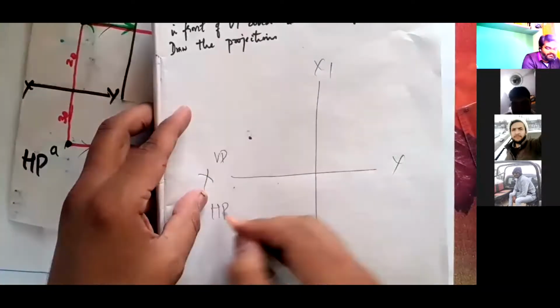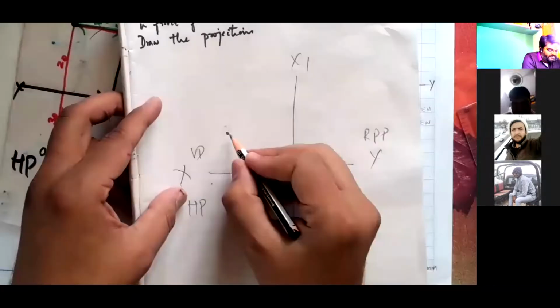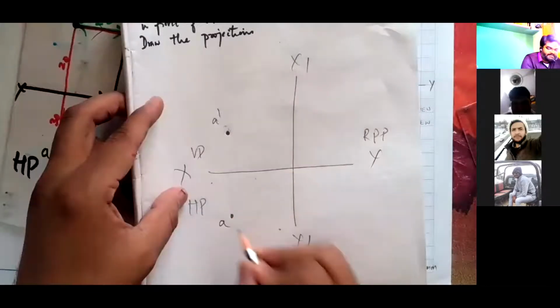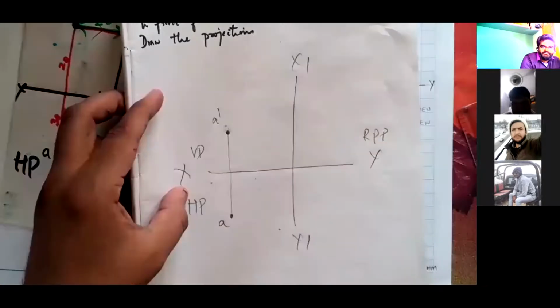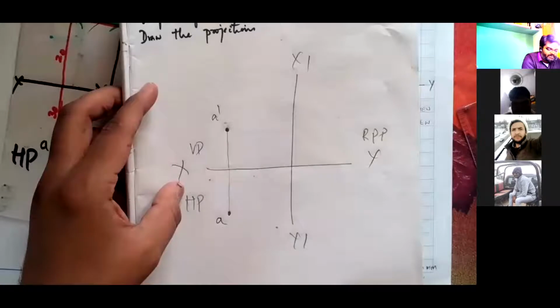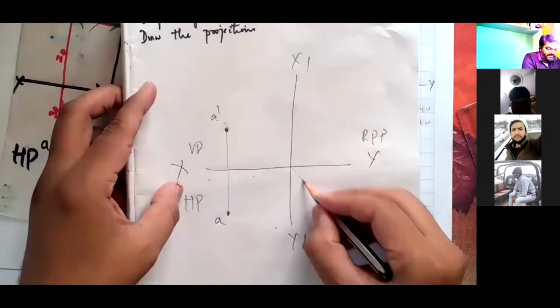Able to get it? Front view is A dash, top view is A. This is at a distance of 20, this is at a distance of 30. I have to find out the view here. Where there is no plane of projection, I'm going to draw a 45-degree line. This is at an angle of 45 degrees.